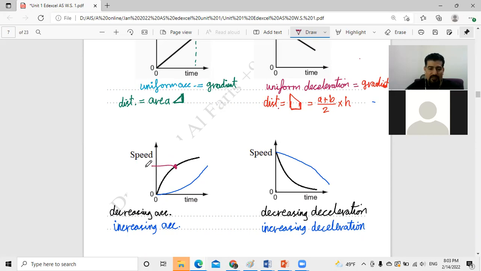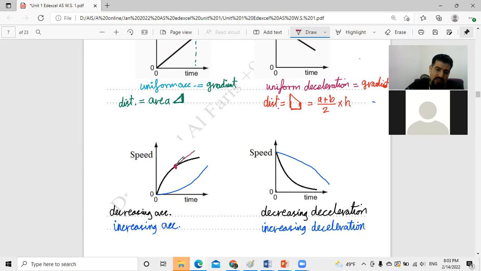Shall I take this value v with 0 and divide by the time? No, I will not do that. So what will I do? Exactly, I will draw a tangent. How will I draw a tangent? I'll bring my ruler and try to touch only this point.